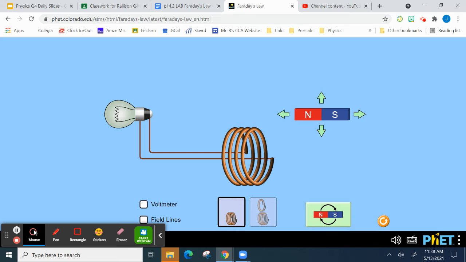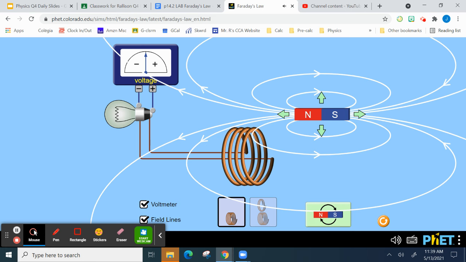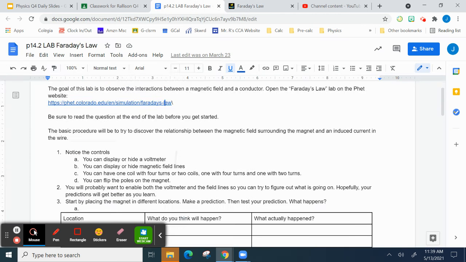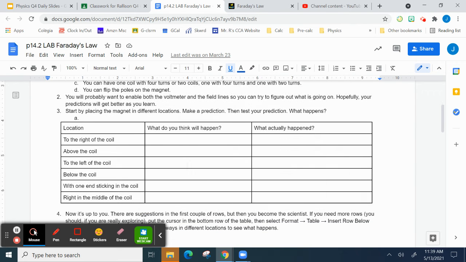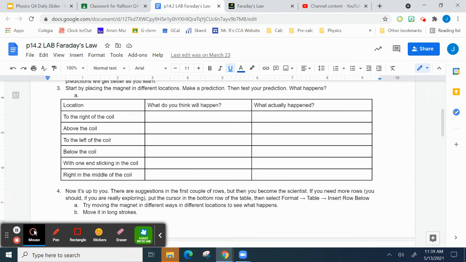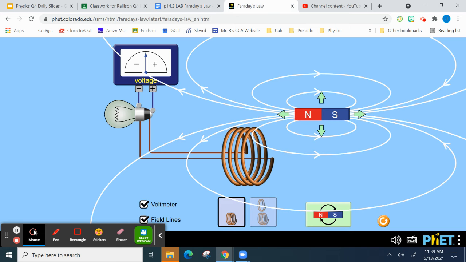So there's the PhET lab, and we've got 1 coil, and I'm going to turn on the voltmeter. You can turn on the field lines too if you want, it's up to you. The first part says, start by placing the magnet in different locations. What do you think is going to happen? Part of the point of these labs was that you would learn to discover things on your own, but sometimes it's easier than others. So I don't mind doing this for you.